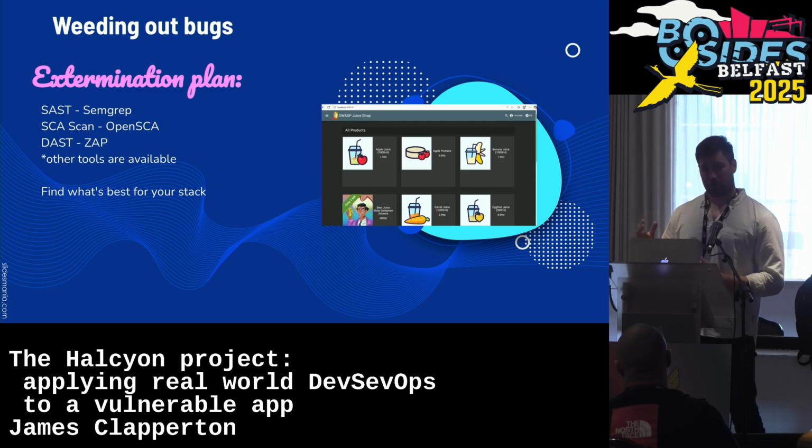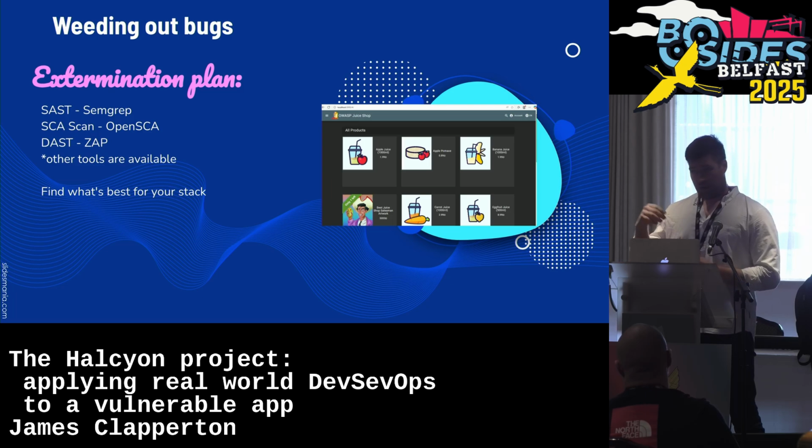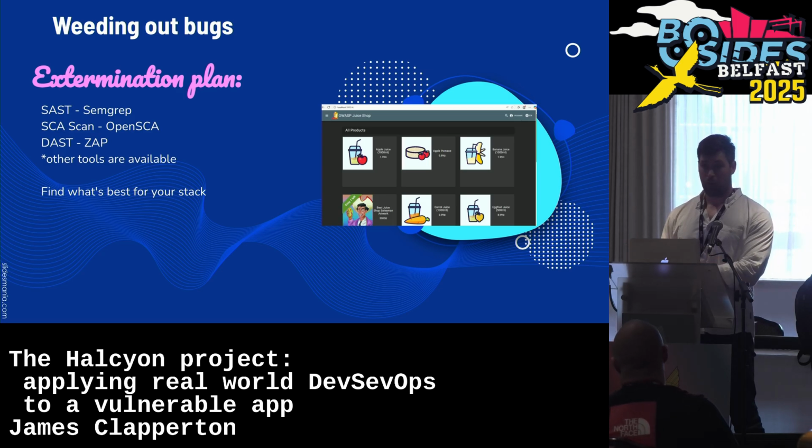So now that I've defined sort of what DevSecOps is, and I've got my Juice Shop app, I need to come up with my extermination plan to get rid of these bugs. So I've listed some tools here. Other tools are available. Just find out what works best for your stack. I think there's actually a talk later on today about the various scanners and their efficacy, so well worth checking that out.